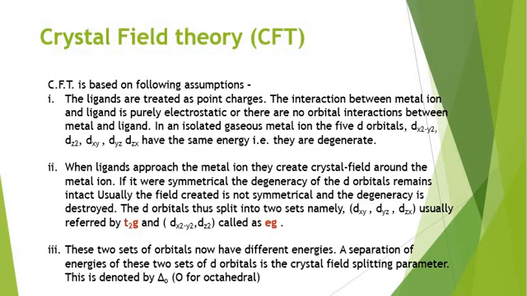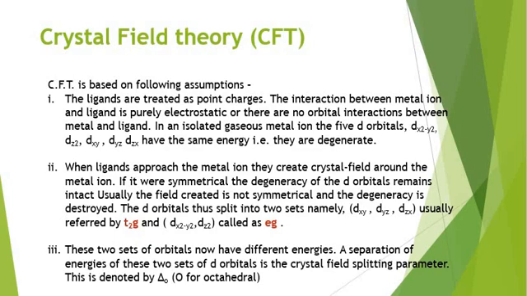When ligands approach the metal ion, they create a crystal field around the metal ion. If it is symmetrical, the degeneracy of the d orbitals remains intact, and if it is asymmetrical, the degeneracy would be destroyed. The d orbitals will be split into two sets, one of 3 orbitals: dxy, dyz, dzx, which are referred to as t2g, and the other two orbitals, dx² minus y² and dz², which are called eg.